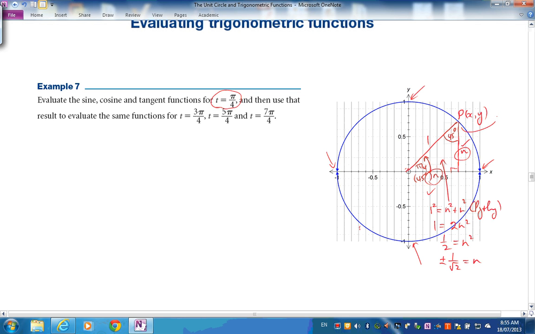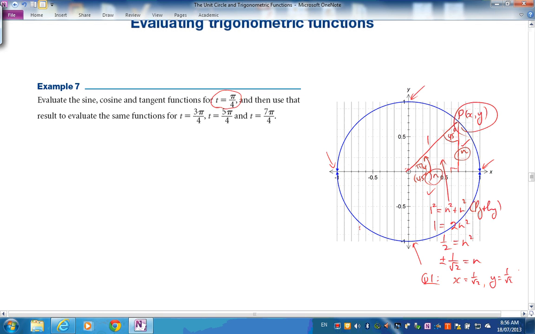Now in this quadrant, you can see they're both positive. So for quadrant 1, x is 1 on root 2 and y is 1 on root 2. So we've just found the sine and the cos. Because it's 45 degrees, they're both equal, and we've used Pythagoras to find it.